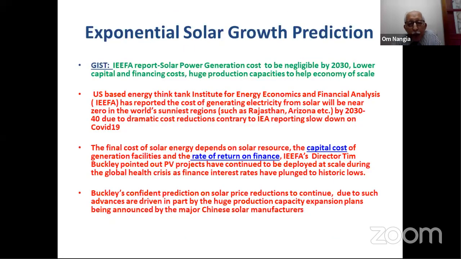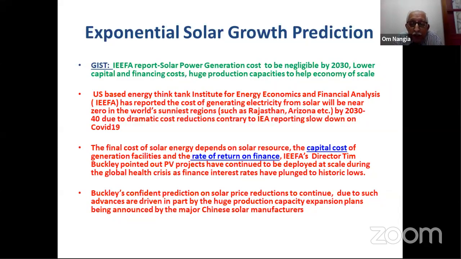Now, exponential solar growth prediction. As I said, this slide has many points. The gist of that is that there is an International Institute for Energy, Economic and Financial Analysis in the USA. They have done the analytics that solar power will be the major power beyond 2030. And the cost of generating power will be very, very negligible once we produce in huge capacity and then we can take benefit of economy of scale.